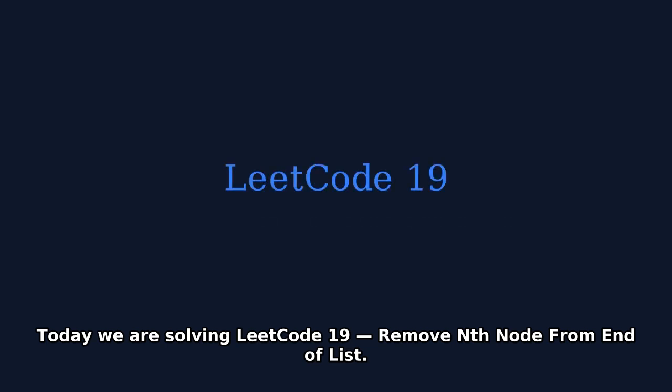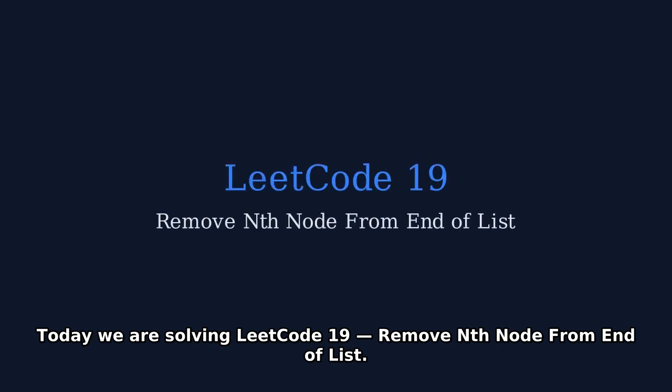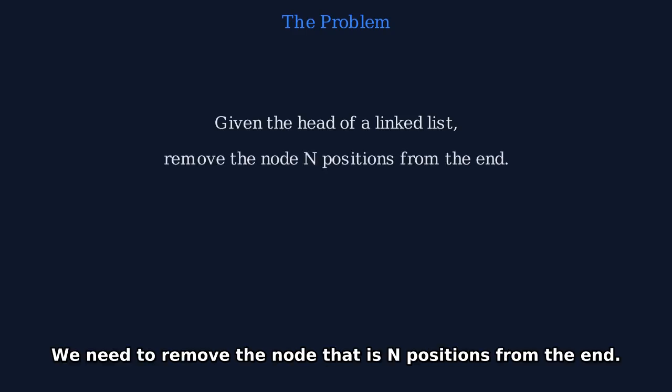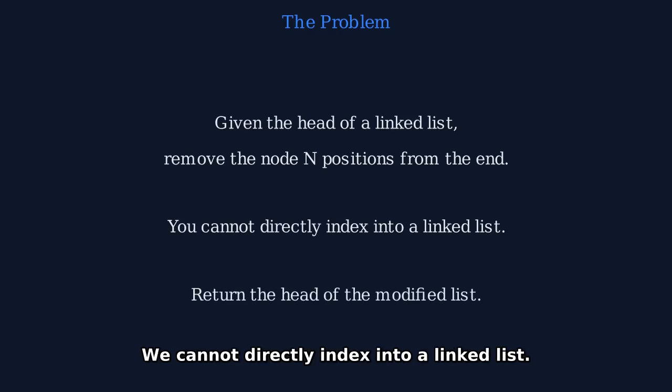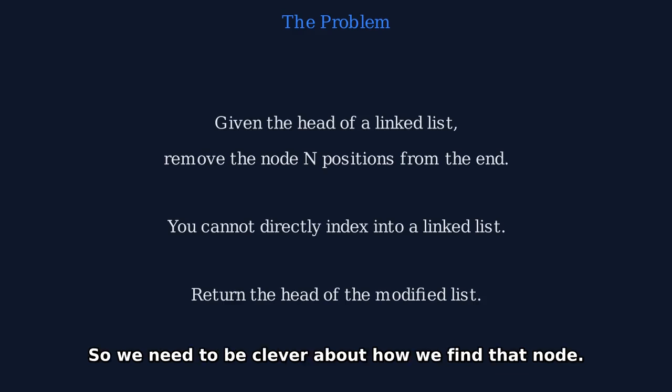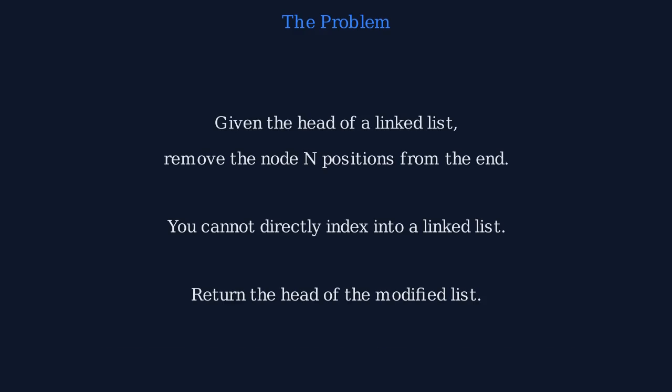Today we are solving LeetCode 19, remove nth node from end of list. We are given a linked list. We need to remove the node that is n positions from the end. We cannot directly index into a linked list, so we need to be clever about how we find that node.